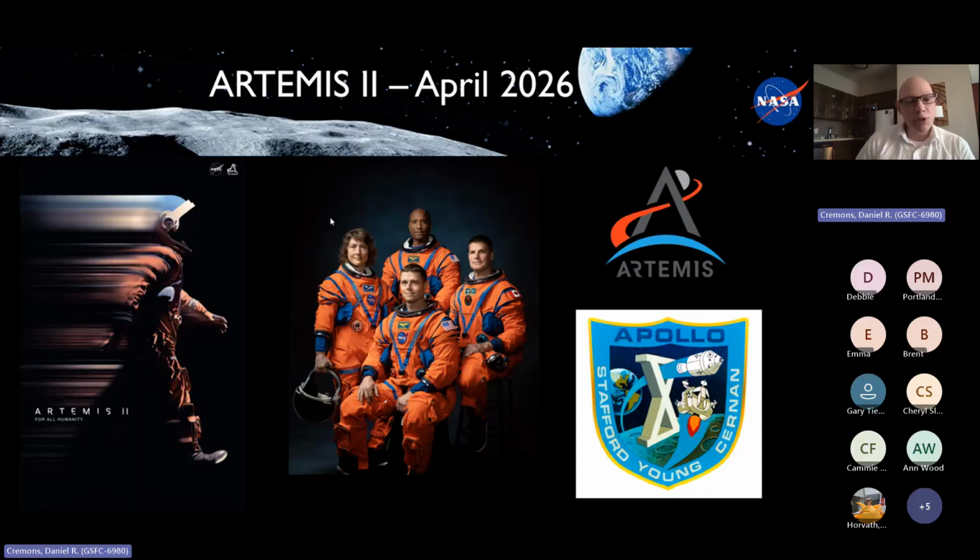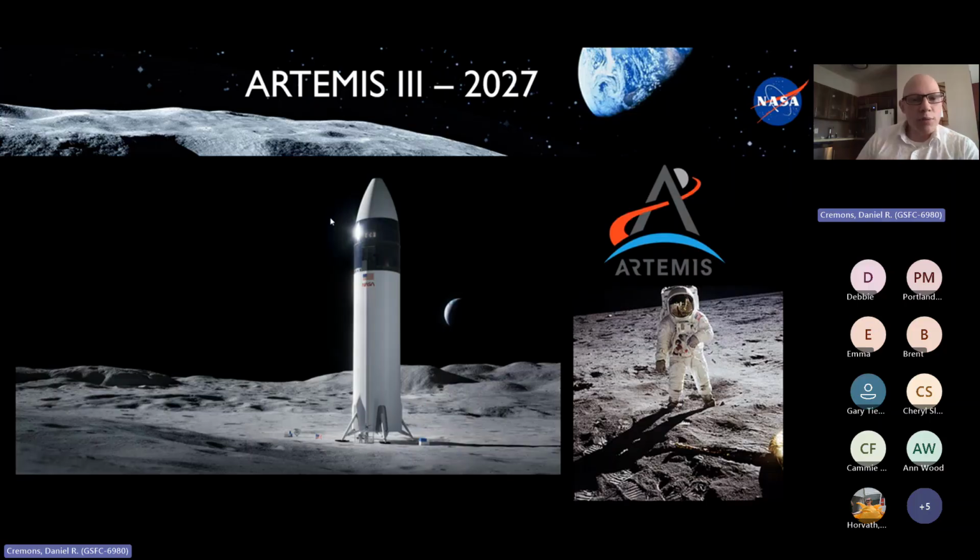Now, the next mission, which is coming up very soon, April of next year, is the Artemis II mission. And this is the first Artemis mission to carry human astronauts. They will be doing a trip around the moon, very similar to the Apollo 10 mission. And these 4 astronauts will be the first astronauts outside of low Earth orbit since the Apollo 17 mission. So this is very exciting. And it's leading up to the Artemis 3 mission, which is scheduled for 2027, which will be the return of humans to the moon for the first time in about 60 years at that point. And so it's very exciting.